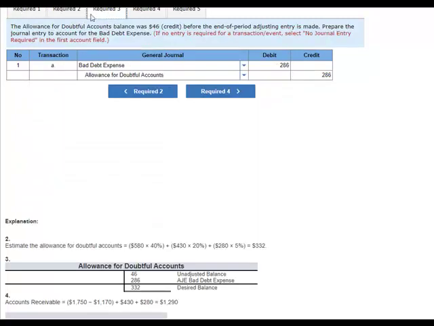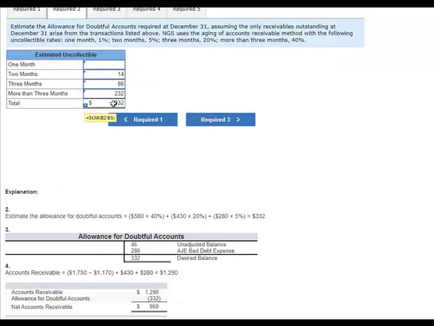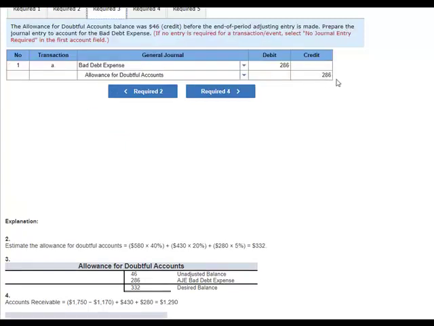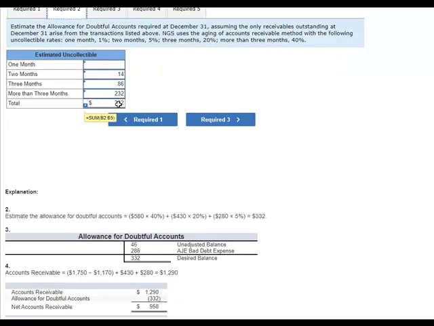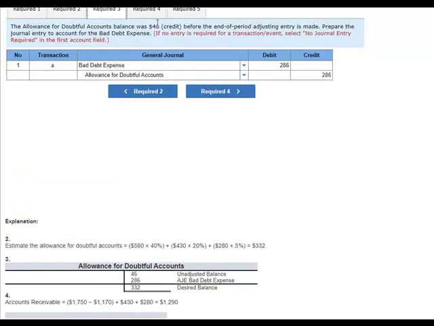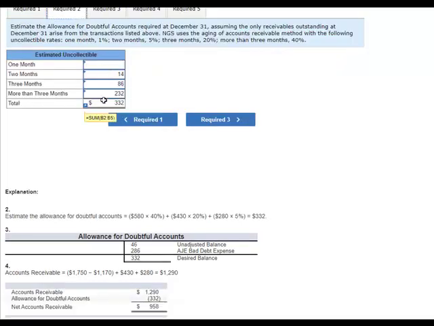Then what we need to do is subtract the ending balance in the allowance account, which we know is going to be equal to this number, because after we post this credit to the allowance account, we're going to end up with this ending credit balance, because remember, the allowance account had a $46 credit balance to begin with. So 46 plus 286 is going to equal 332 for the ending balance in the allowance account as of the end of this year.